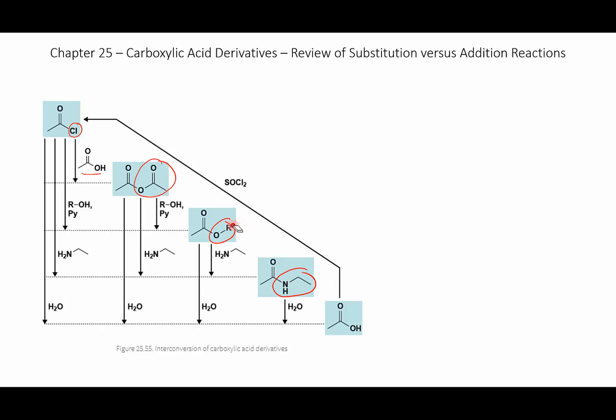You can't go up. You can't take an ester and make an anhydride out of it. You can't take an ester and make a carboxylic acid out of it. You can only go down. So then you could take an anhydride and make an amide. Esters can be made into amides. They all can be converted to a carboxylic acid by hydrolysis, either base or acid hydrolysis. Okay? So that's our overall goal here for chapter 25.